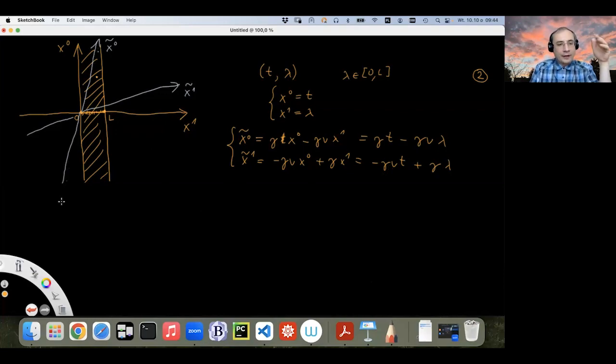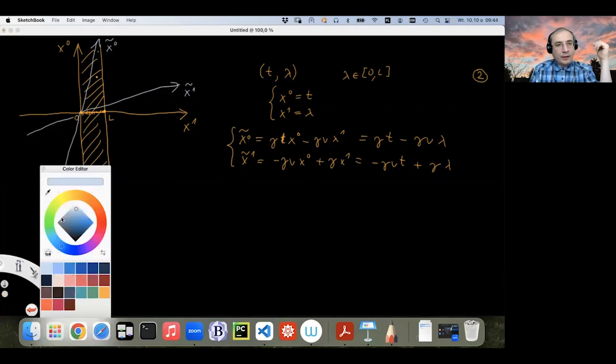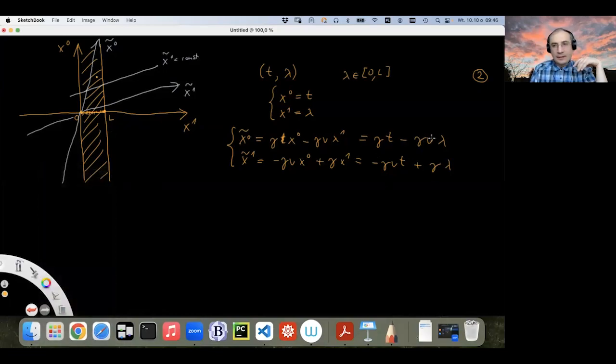Measuring in the moving frame amounts to taking the state of the bar for some constant x tilde naught. So let's fix x tilde naught and see what points on this ribbon it corresponds to. So if we fix x tilde naught, from that we can express t as being 1 over gamma times x tilde naught plus v lambda. I just expressed t in terms of lambda and x tilde naught, which I consider a fixed parameter.